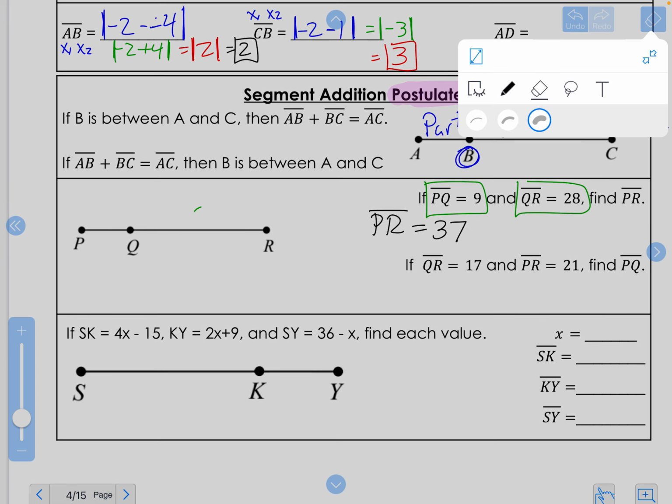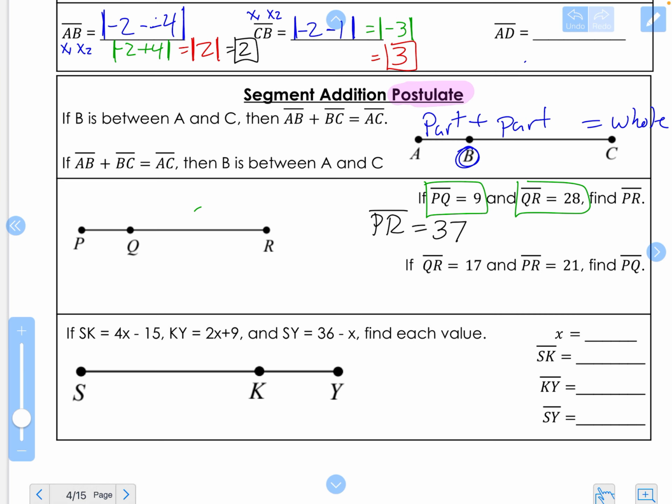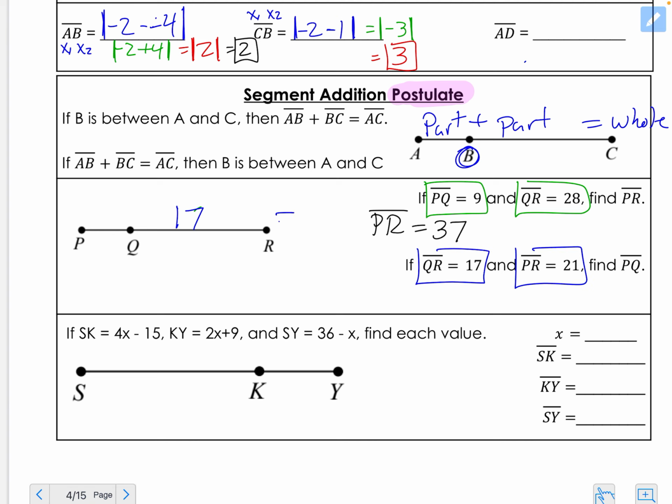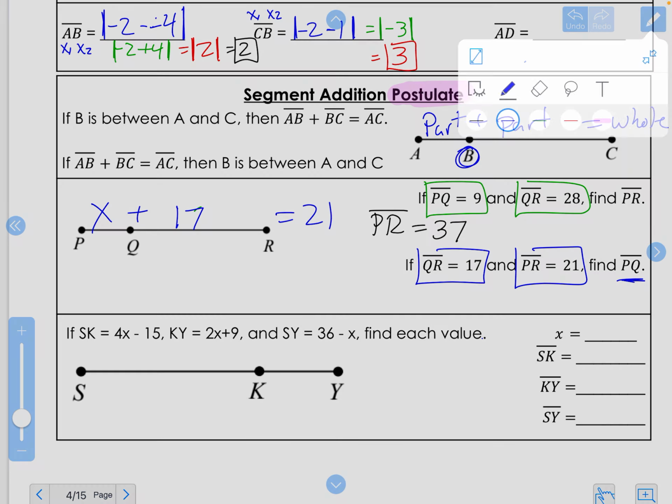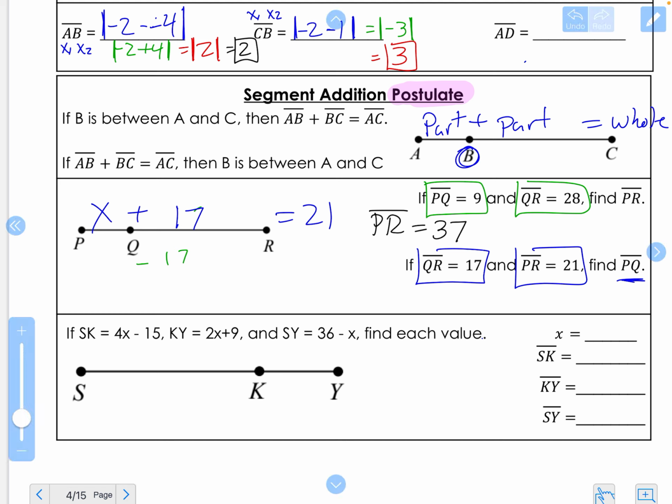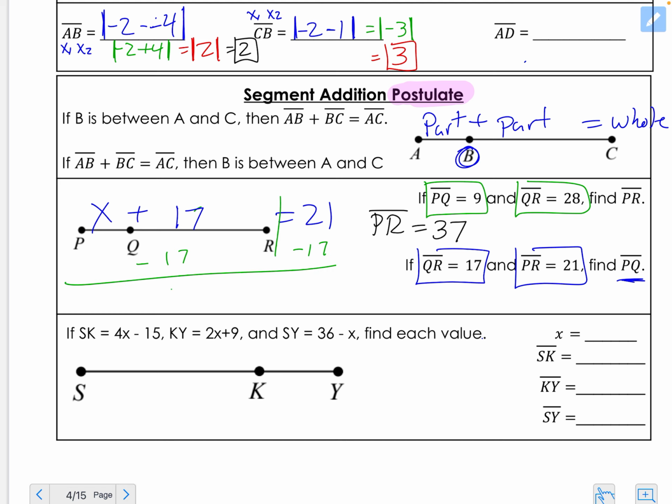So now let's look at the second half of our problem. QR equals 17. PR equals 21, so that's going to be the whole thing. And we need to find PQ. So I'm going to put an X for PQ. So X plus 17 equals 21. So we have an equation. We can subtract 17 from both sides, and X is going to equal 4. And so then line segment PQ equals 4. We just got to keep telling ourselves part plus part equals whole.